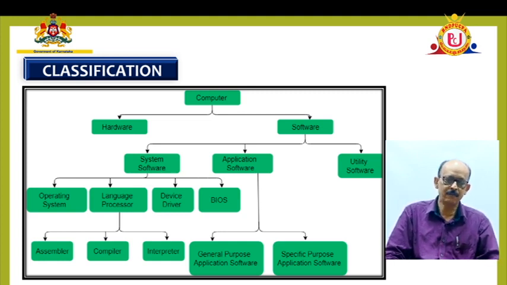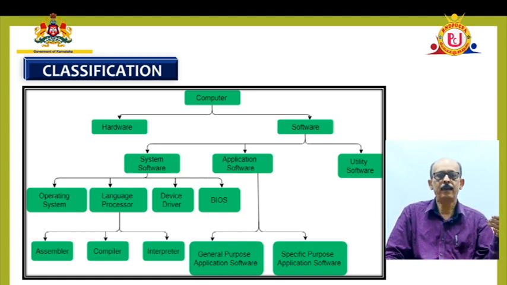In that system software we have operating system, language translators. Then BIOS I told you already, something like that. There are so many types of system software, along with the language translators like compiler, interpreter. There are two more things which we need to know: linker, loader, and the editor. These are the few examples for system software.